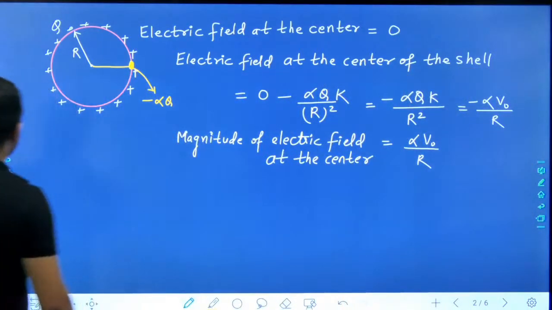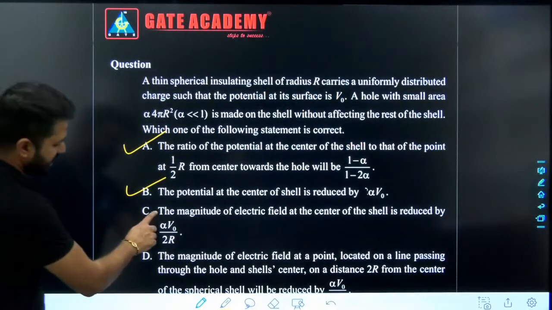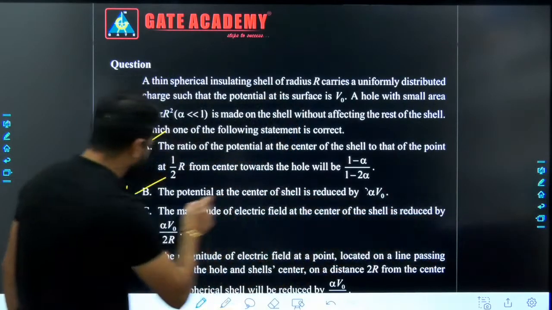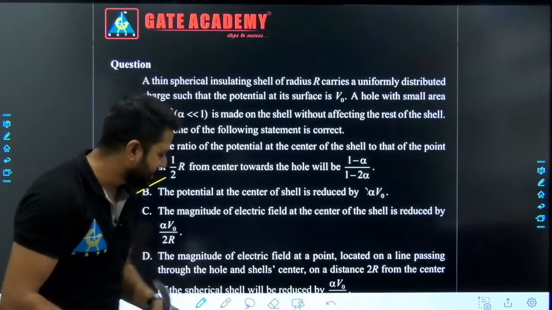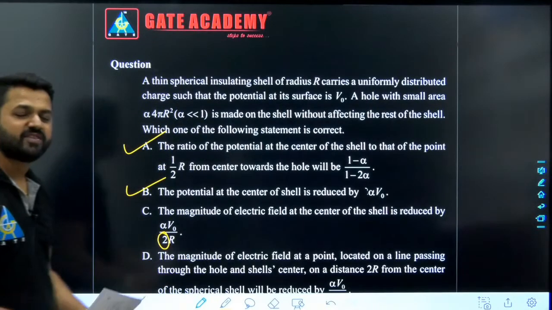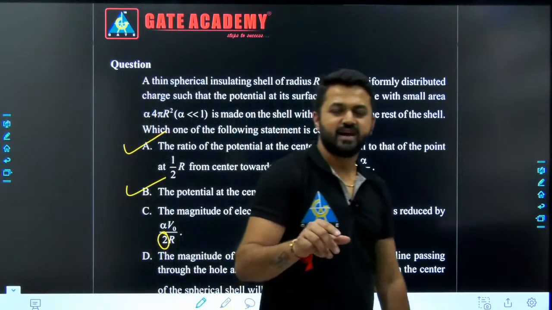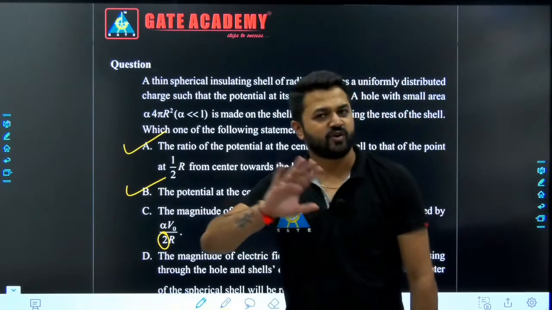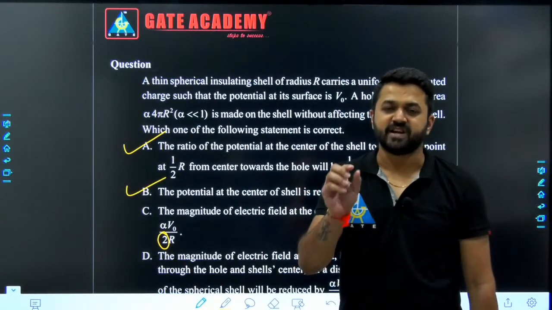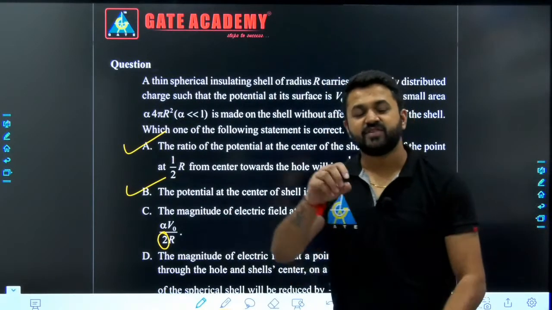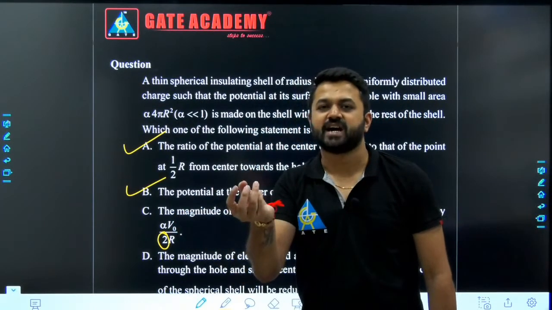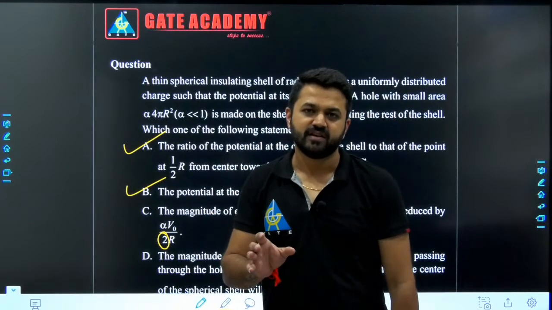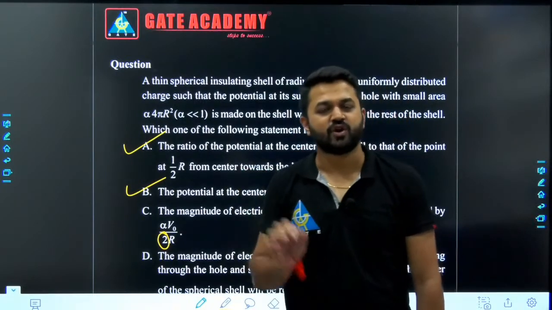So how much do we get? You can see the magnitude of electric field at the center of the shell is reduced by alpha V naught by 2r. Here it is written 2r, but we are getting alpha V naught by r. And if we talk about the magnitude, previously when there was no hole, the electric field was 0, but when we substitute that point charge in place of the hole, we are getting some amount of electric field, that is minus alpha V naught by r.